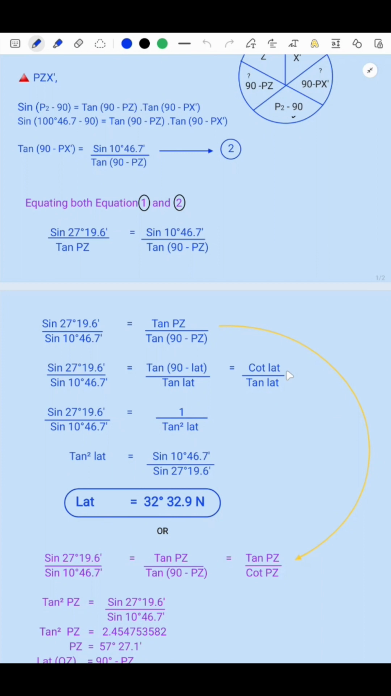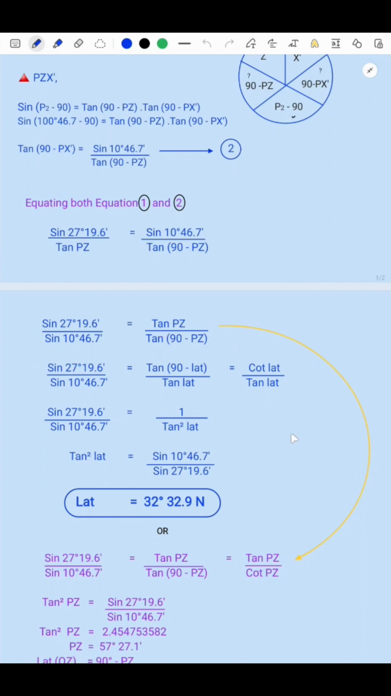This cot can also be written as 1 by tan. So 1 by tan into tan lat, so tan into tan gives tan square lat. This is how we got here. So this comes on the left side, and this goes up, this goes down. Tan square of lat is equal to sine 10 degree 46.7 divided by sine 27 degree 19.6. If you simplify this, we get latitude as 32 degree 32.9 north.